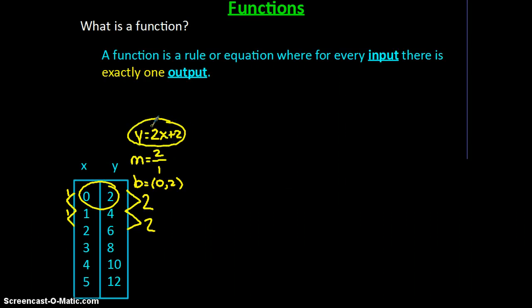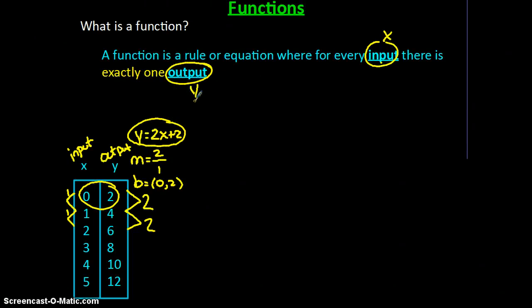Now, what part of our function here is our input and our output? Our input would technically be our x value, whereas our output would then be our y value. We use whatever we are plugging in. Our input x will give us, when we use our function here, an output of y.